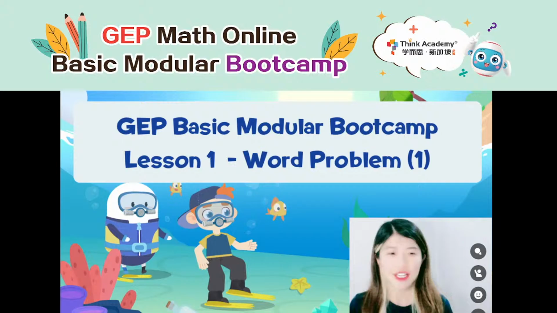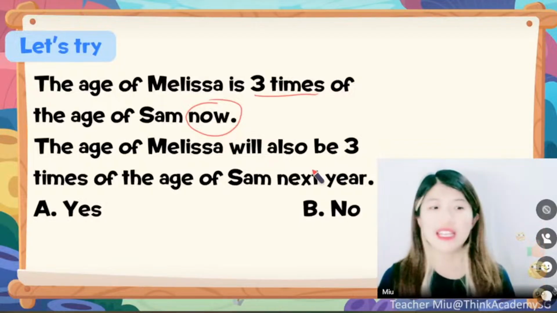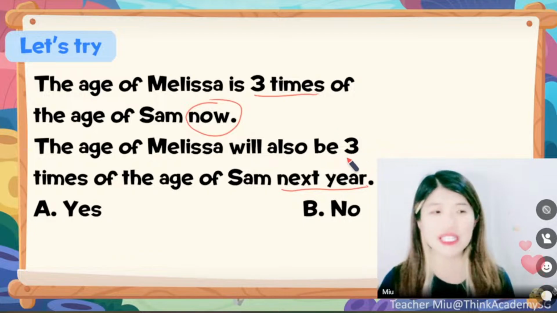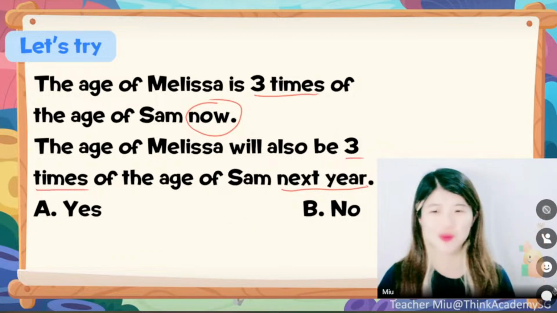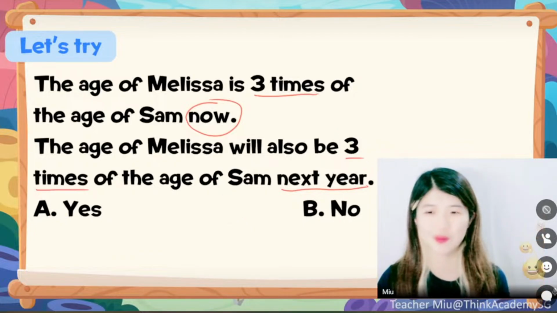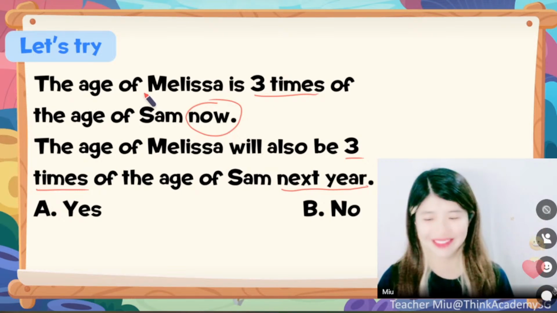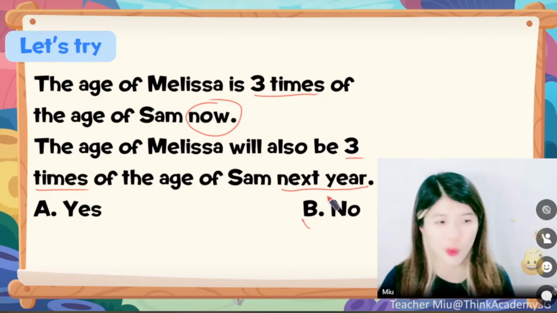All right. So make a guess. How old is Miu now? You can just make a guess in the chat box. Actually, Miu is only 3 times this year. Can I say next year is still 3 times? What do you think? Definitely cannot, right? No way.